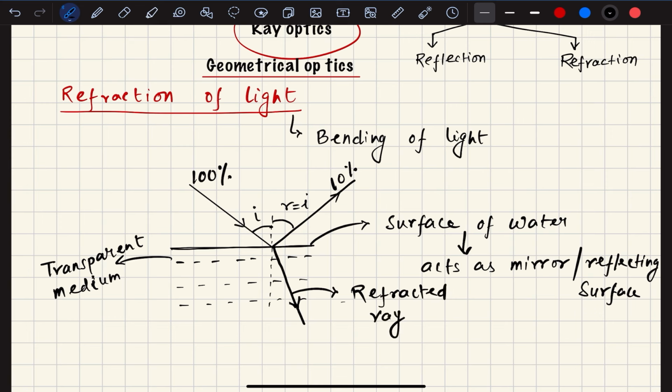So here we can see that there is some bending of light. The light is not passing straight. If you see, this light is not passing this way. It is not passing straight. It is bending. And that is why it is called the refracted ray. And here there is formation of another angle, which we also denote by r, which is not equal to i. And this r is the angle of refraction.